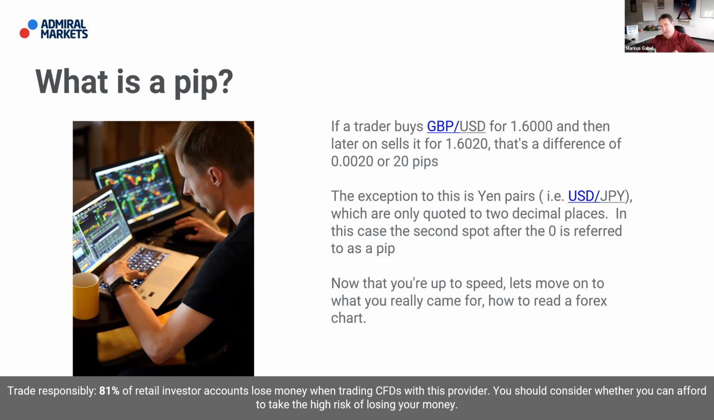And there's one exception to this calculation, and this is all what you see in yen pairs. For example, USD/JPY, Japanese yen, which is only quoted in 2 decimal places. In this case, the second spot after the point is referred to as a pip. So for example, if you have Japanese yen at 120.15, then the number 5 is 1 pip. In all the other pairs, we have 4 decimal places.